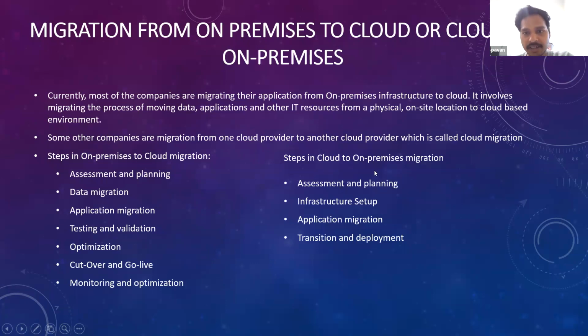Some of the steps in cloud to on-premises migration are the same. First, they have to assess whether their cloud applications are able to support the move from cloud to on-prem, and then infrastructure setup, where they have to get the required hardware, servers, and databases, and then they have to migrate their application, and then transition and deployment. There are very few instances of organizations moving from cloud to on-premises.